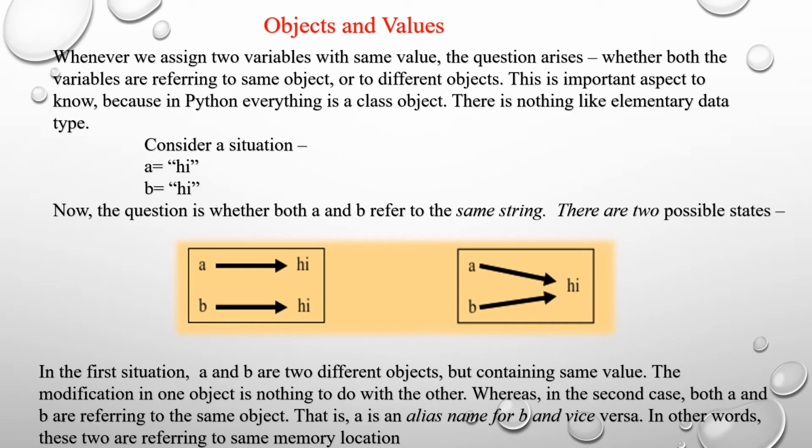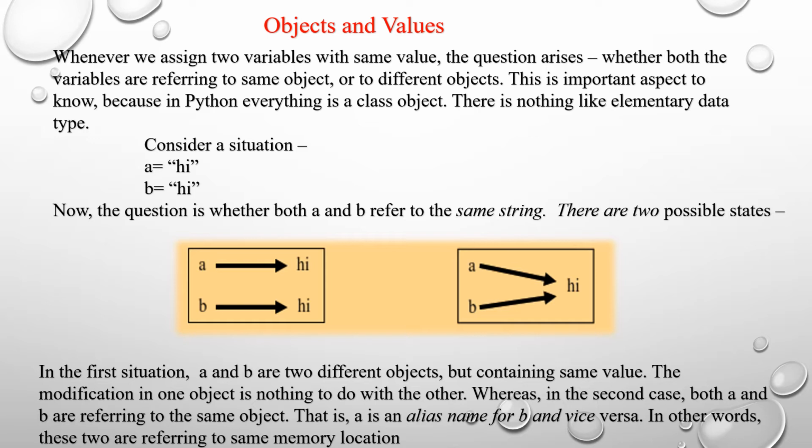Whenever we assign two variables the same value, the question arises whether both variables refer to the same object or to different objects. This is an important aspect to know because in Python everything is a class object. There is nothing like a primitive data type.